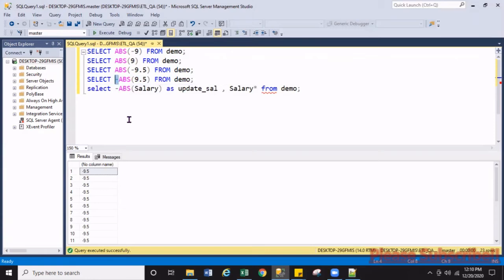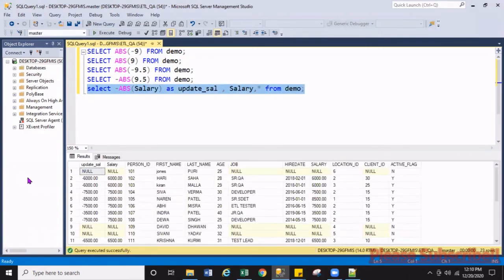See here, I put minus here. So for example, what I'm saying is: select, convert all salary in a negative way and make a temporary column called update salary from the table, right? If I run this query, null cannot be converted to positive or negative. Everybody knows that, we already discussed that. But the original salary was 6,000 and it makes minus 6,000. So the ABS function helps to convert to the absolute value of a negative value.